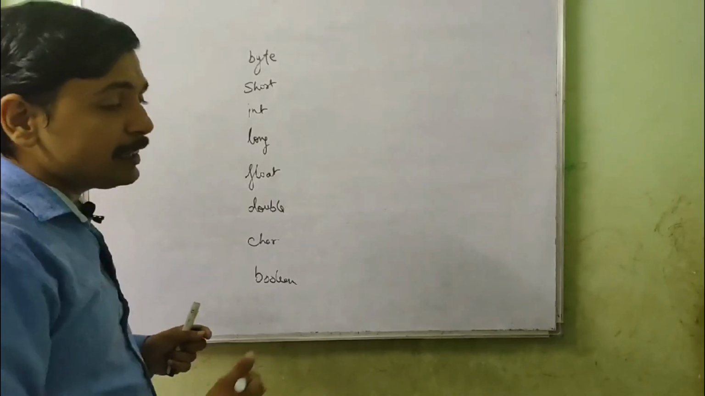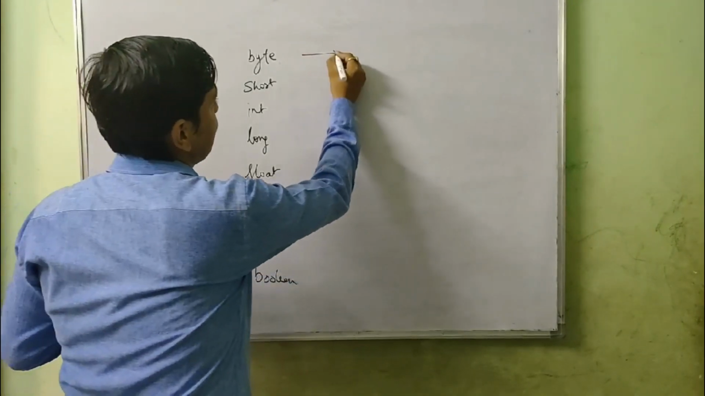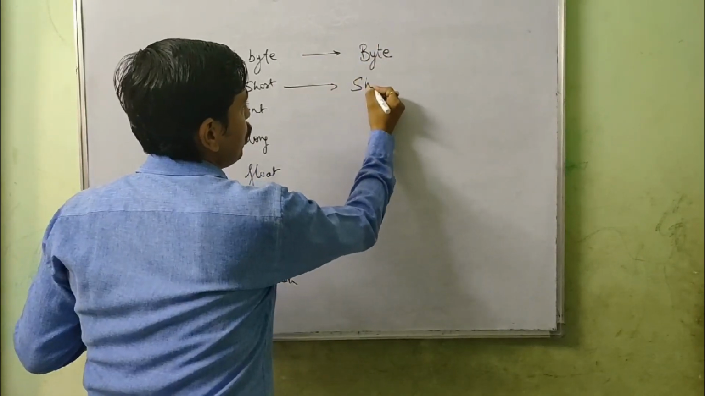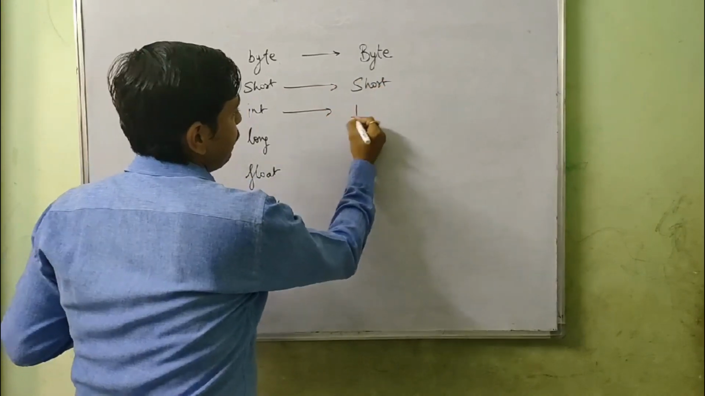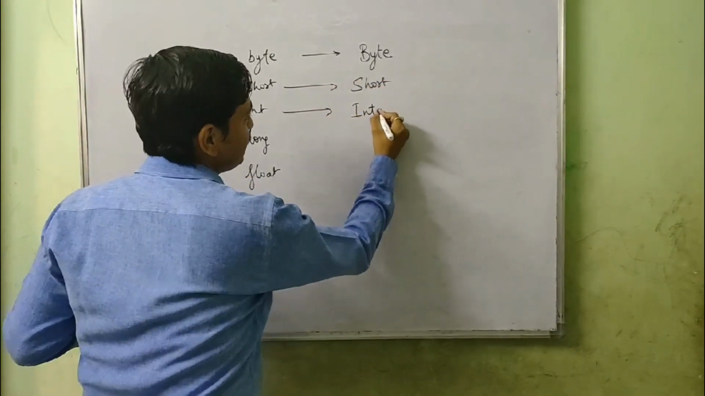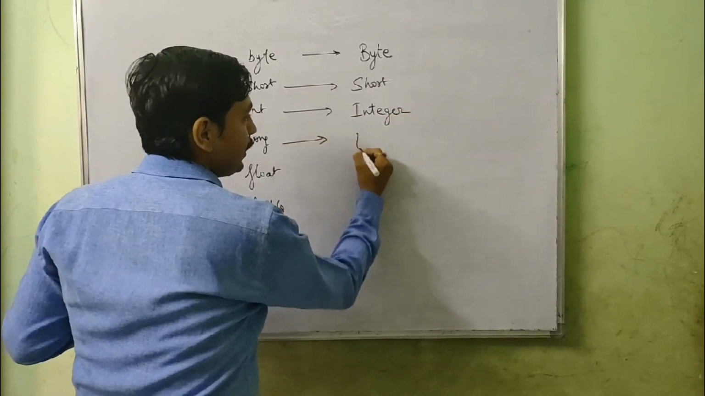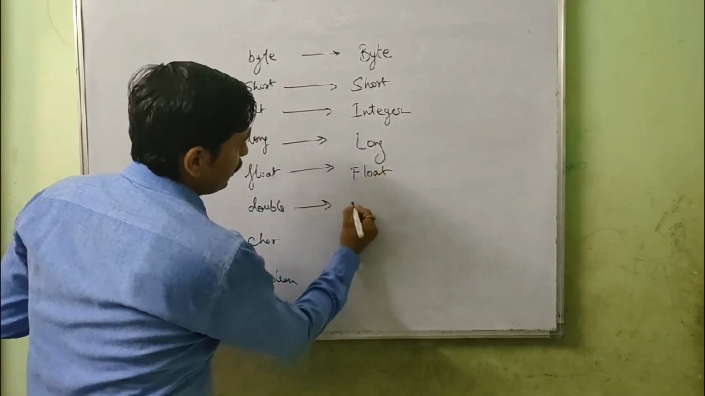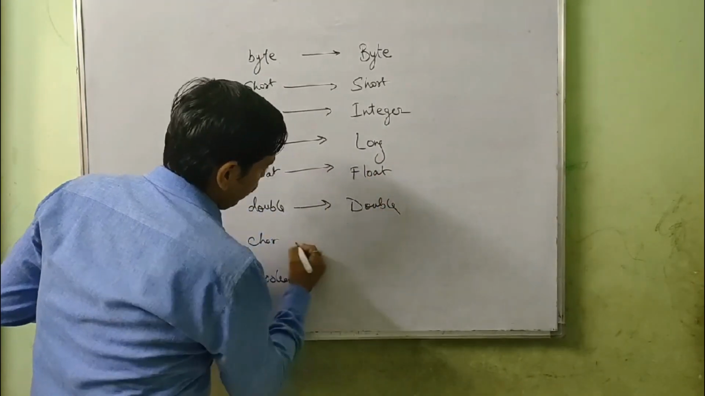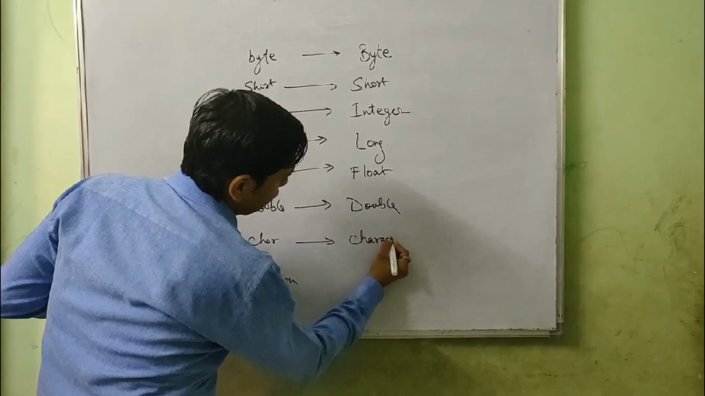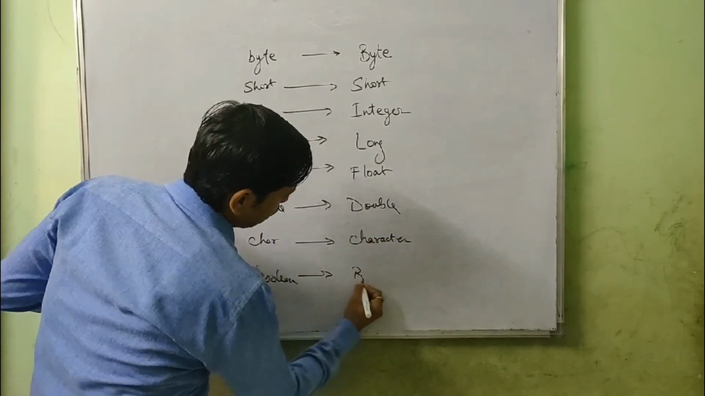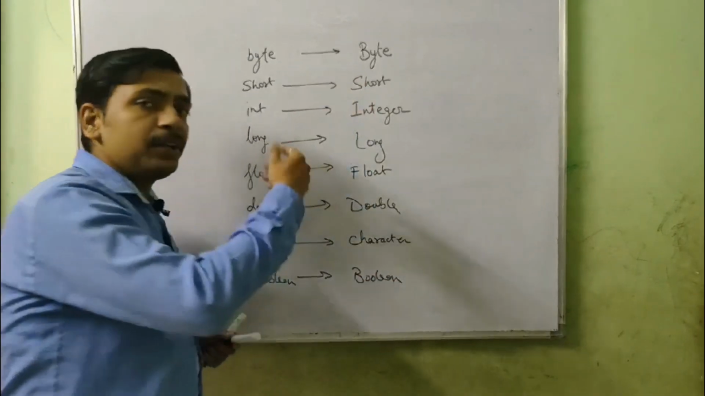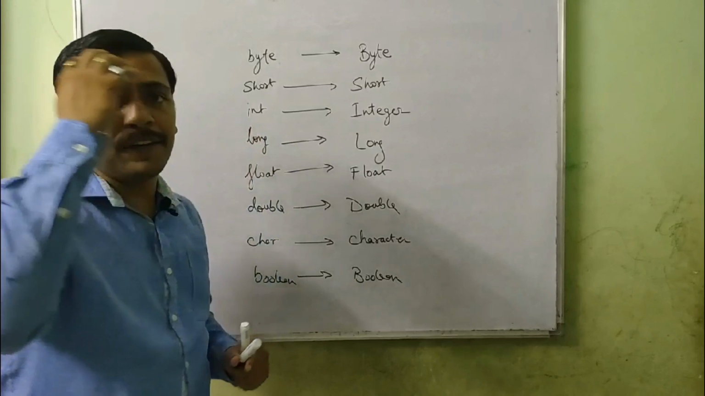And for every primitive data type there is a wrapper class available. So for example, for byte the wrapper class name is Byte itself. For short the wrapper class name is Short itself. For int the wrapper class name is not int itself, it's Integer. For long it's Long. For float, Float itself. For double, Double. For char, Character. And for boolean, Boolean.